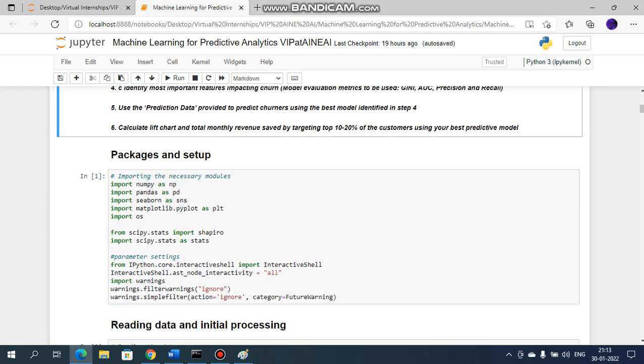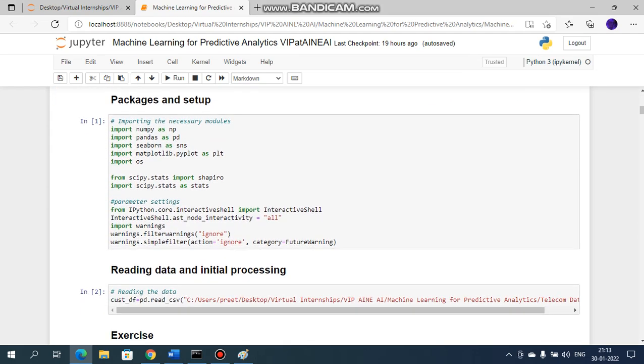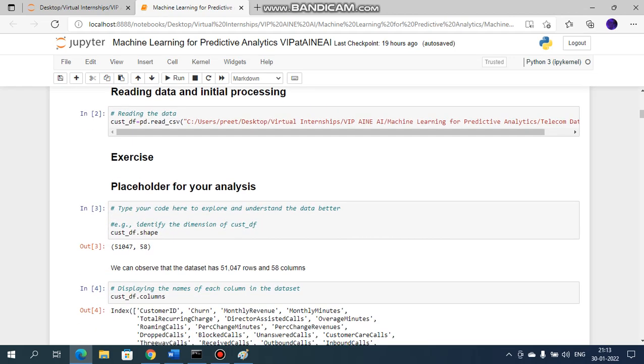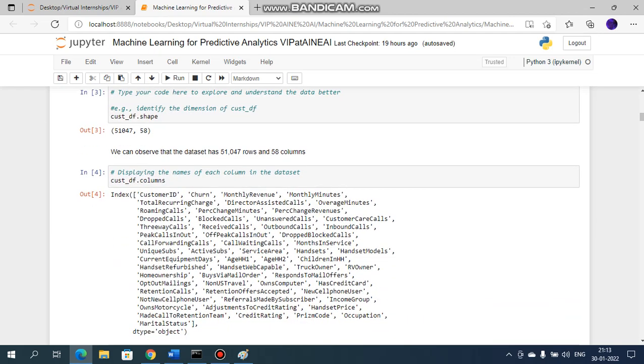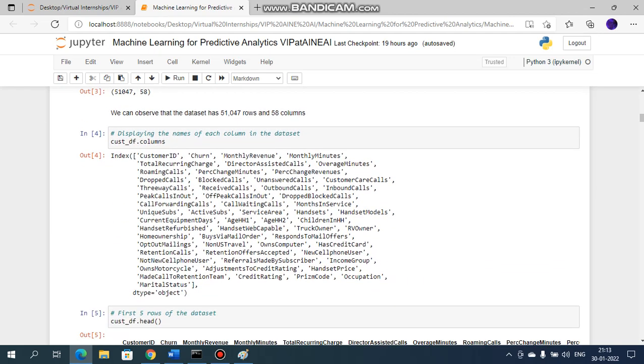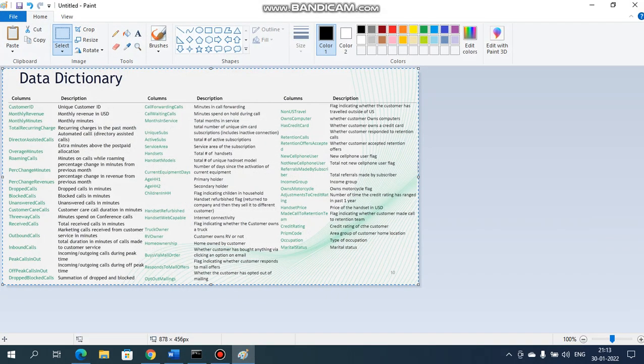We start off by importing the necessary libraries, then we load the dataset. We have about 51,000 rows and 58 columns in our dataset. And here we can see the names of the different columns in our dataset. This data dictionary describes what each column means.